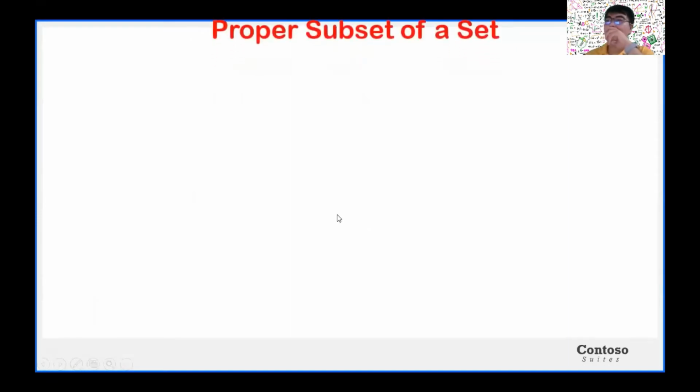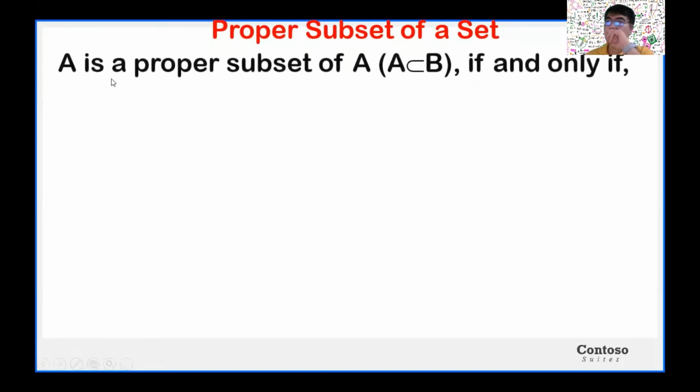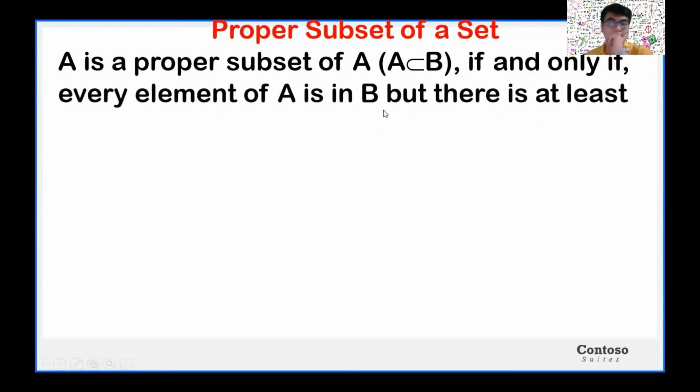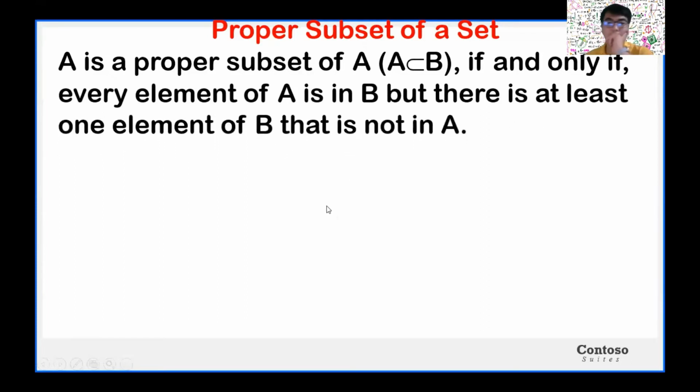Now, let's take another example. Proper subset of a set. A is a proper subset of B, denoted by A ⊂ B, if and only if every element of A is in B, but there is at least an element of B that is not in A.